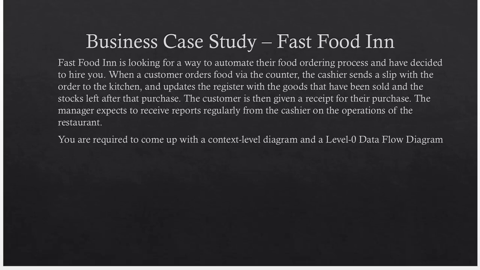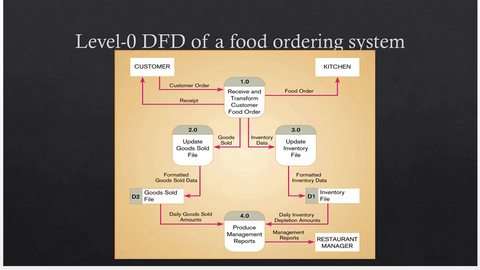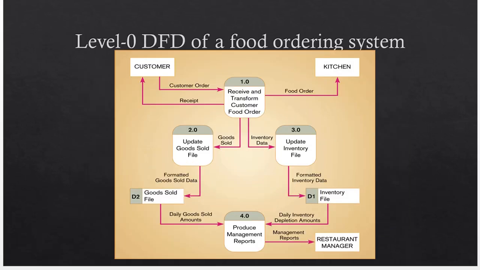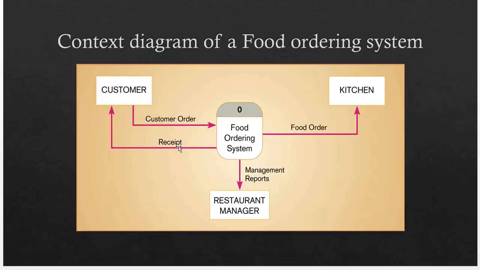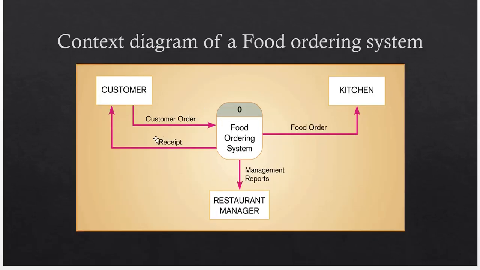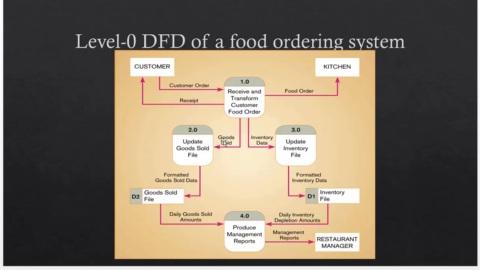But another thing to note is that when we are drawing our level 0 diagram, we still maintain the integrity of the context level diagram, because all we are doing is expanding this, but these arrows that we have drawn in the context level diagram should also appear in our level 0 diagram. So as you can see, the customer order is here, it's also here. The receipt is here, it's also here. The food order is here, it's also here. Okay, and the reports are also there.